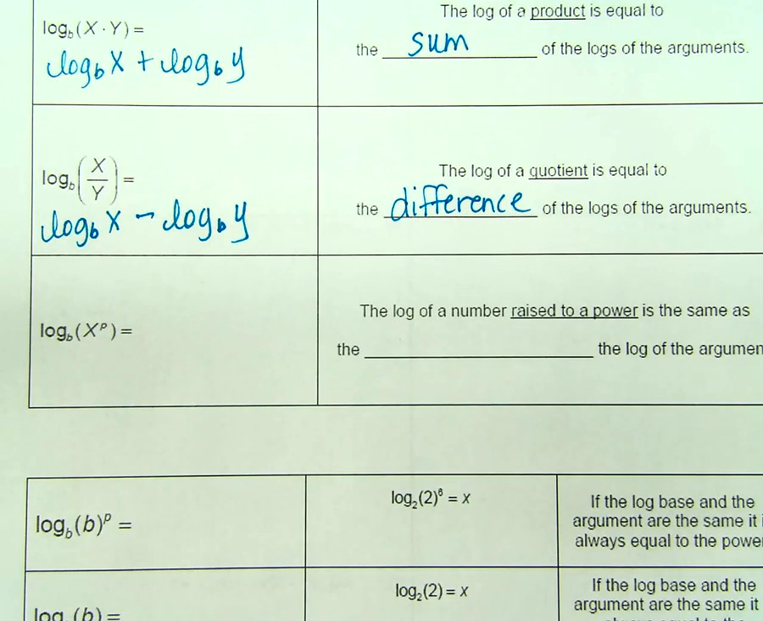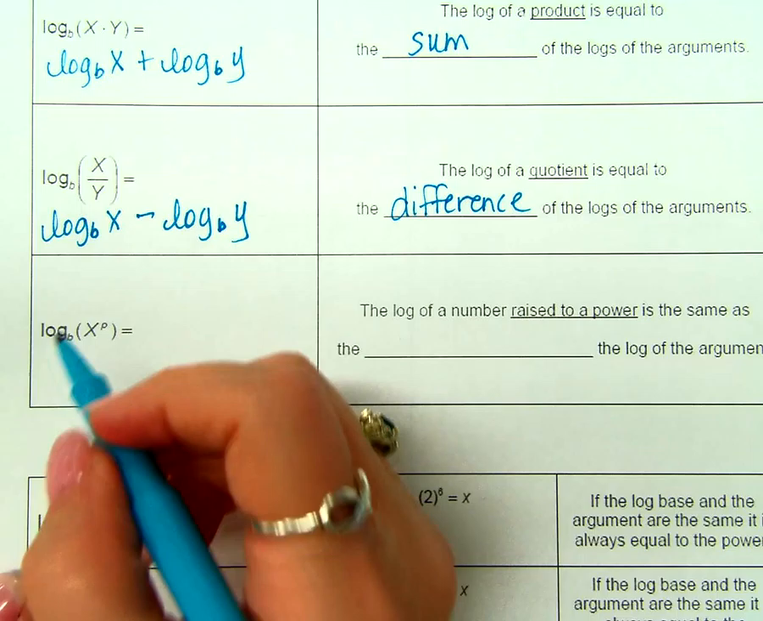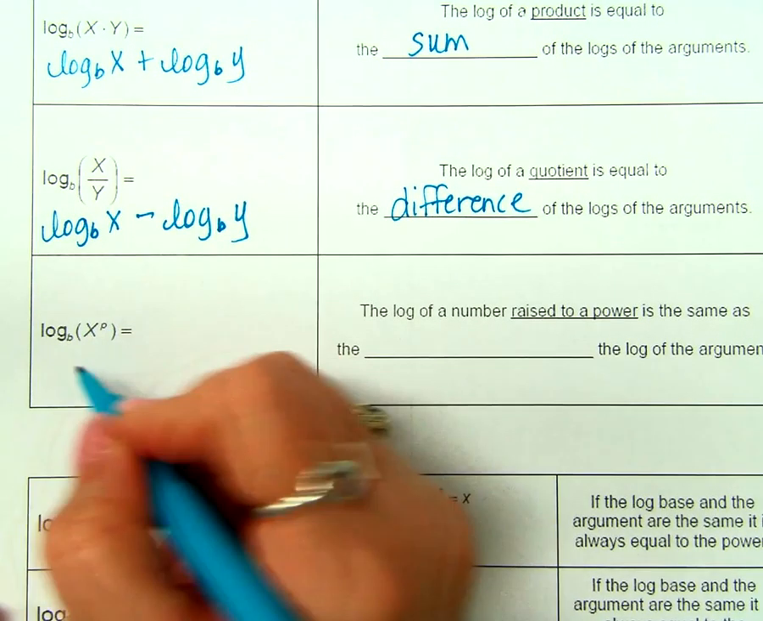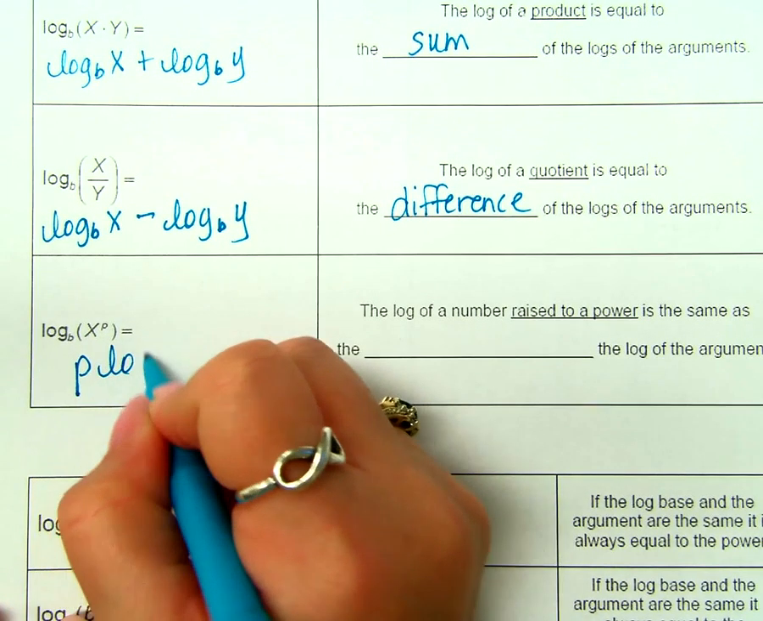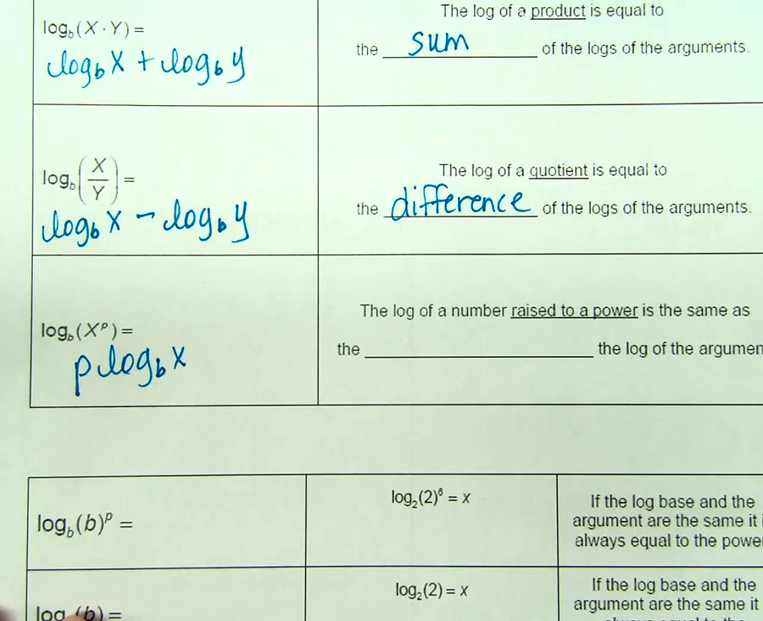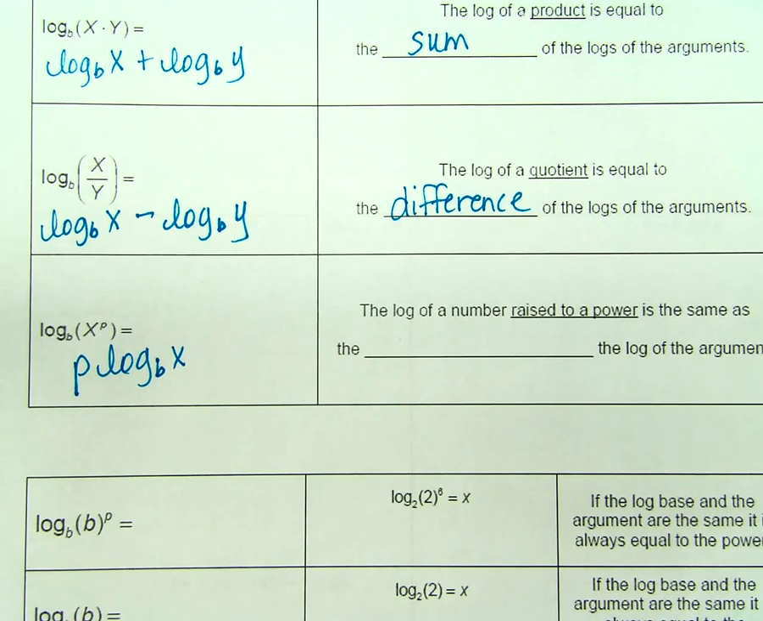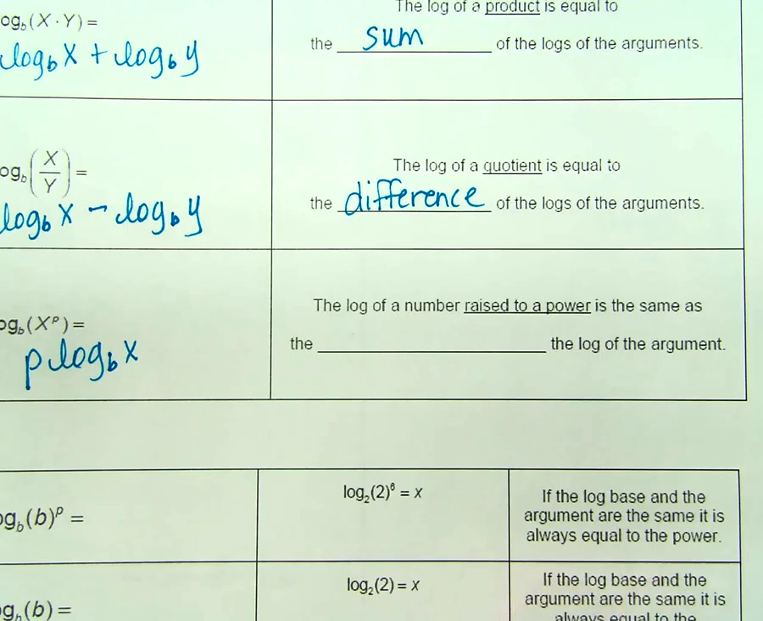Log base b of x to the p power. What's that equal? P log base b of x. Good. The log of a number raised to a power is the same as the... There really should be two blanks here, just so you know. Blank, blank, the log of the argument.